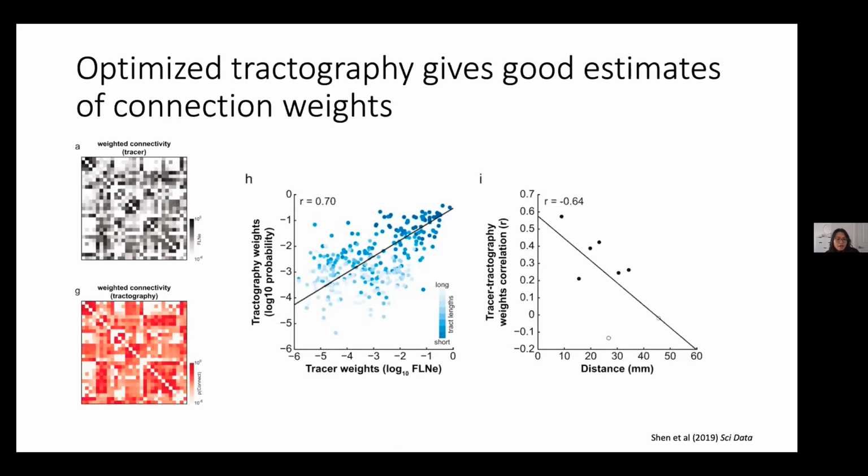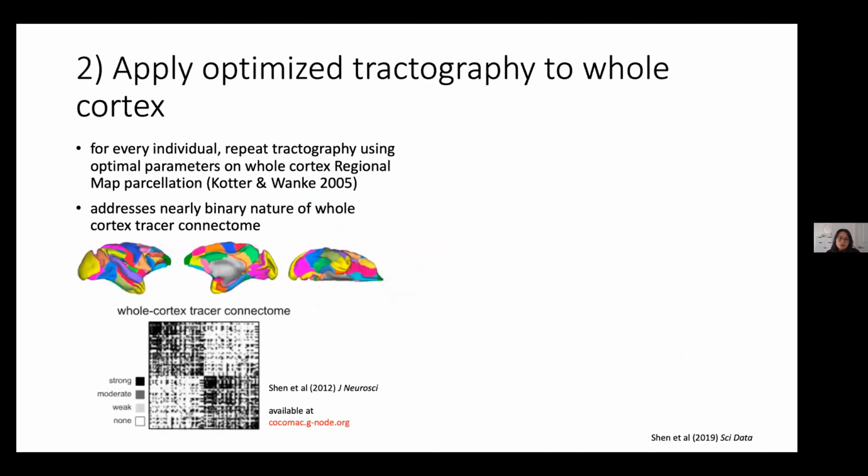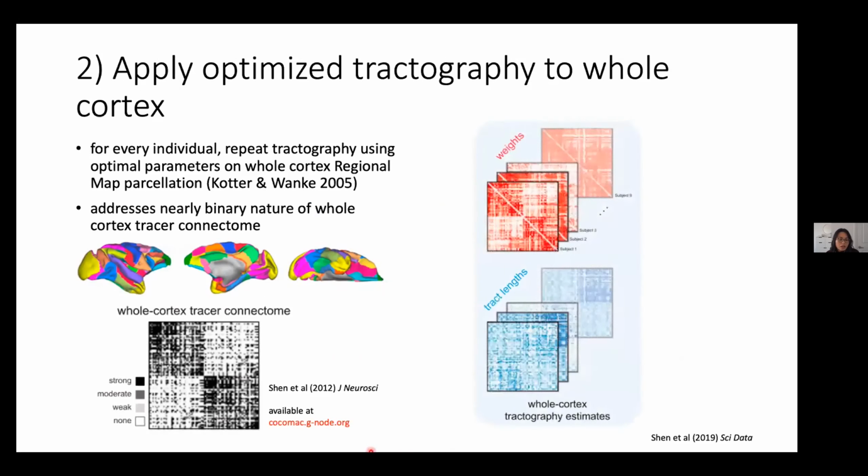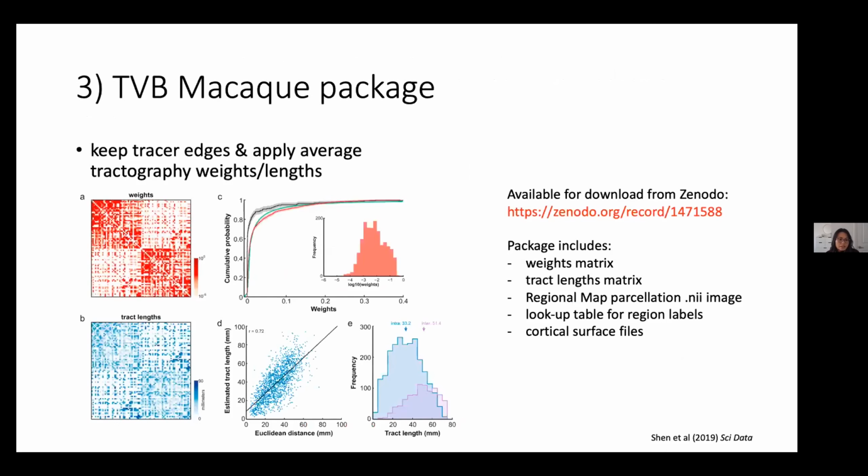And so now that we have a good set of tractography parameters for every animal, we then reran the tractography using a whole cortex parcellation, to try to estimate now the connectivity across the whole brain, or the whole cortex. And so for every animal, we have a set of weights and a set of track lengths for the whole cortex. And what we did was average across 9 animals to get our TVB macaque connectome.